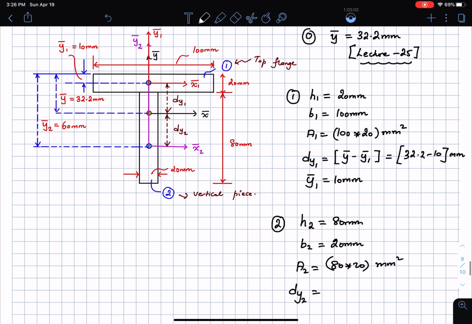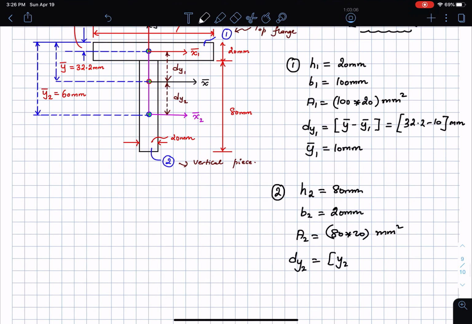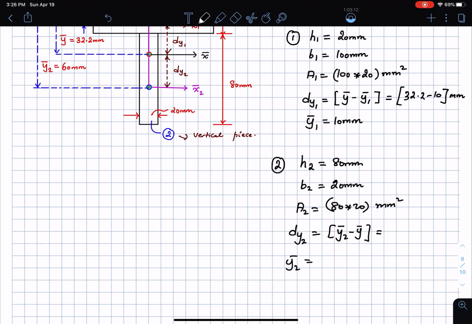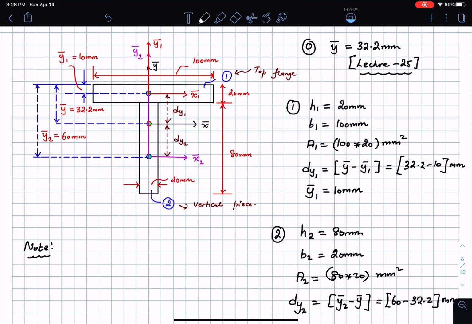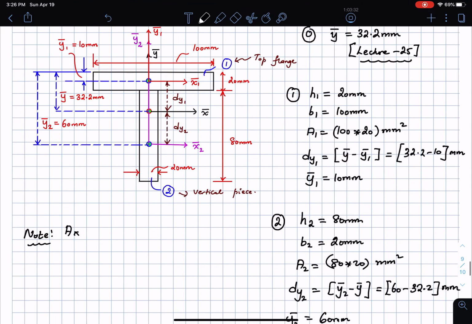Then dy2, look at dy2. dy2 is the distance between y2 bar and y bar. Okay, so that's going to be y2 bar minus y bar, and y2 bar, as you know, is labeled as 60 millimeters, so that's going to be 60 minus 32.2 millimeters. And I want to make a note here that the axes y bar, y1 bar and y2 bar are all coincident. You can see that they are all along the same straight line. Okay, I just want to rewrite that.